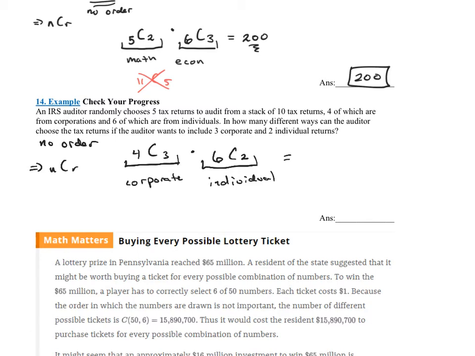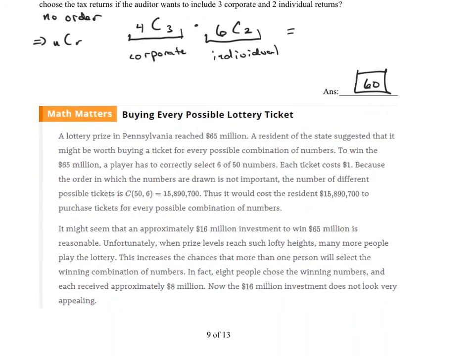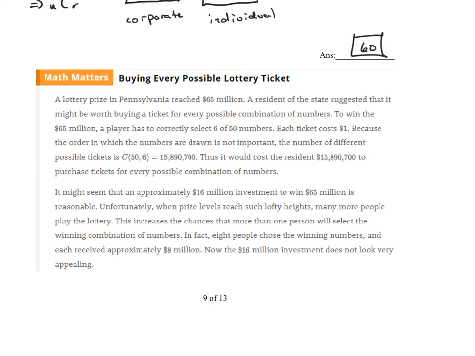Fundamental counting principle says multiply those 2 numbers together. Take a minute, put that into your calculator. I'm getting a total of 60 different ways that he could choose 3 corporate and 2 individual tax returns. Look at this next part here. I want you to read this paragraph. It talks about the lottery.